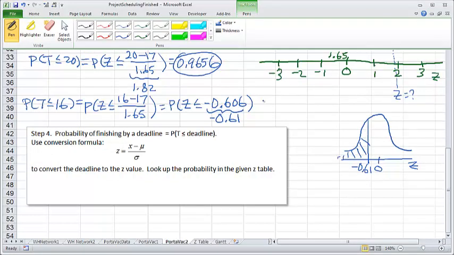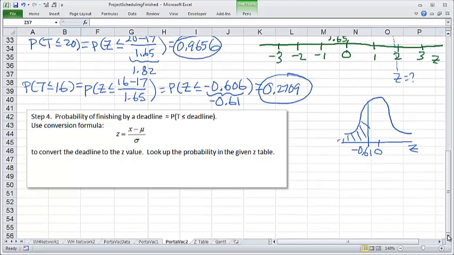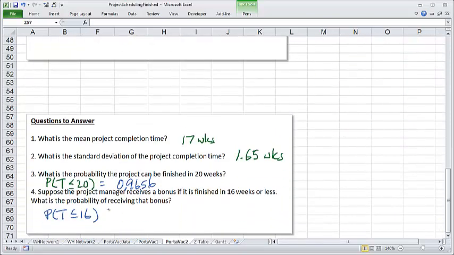Okay, so here we could say 0.2709 will be the answer. So about a 27% chance of getting that bonus. That is the answer.